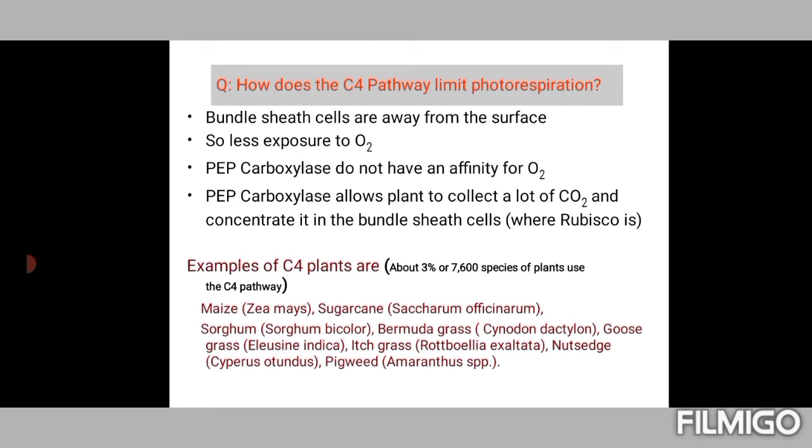How? Bundle sheath cells are away from the surface, so there is less exposure to oxygen. Phosphoenol pyruvate carboxylase does not have an affinity for oxygen, so it accepts carbon dioxide and gets to oxaloacetate, a 4-carbon compound. Then phosphoenol pyruvate carboxylase allows the plant to collect a lot of carbon dioxide and concentrate it in the bundle sheath cells where Rubisco is present. So this is how C4 plants work.